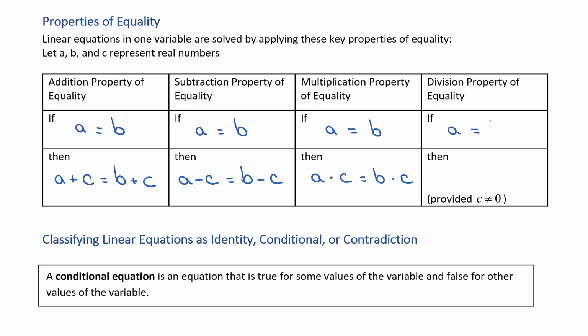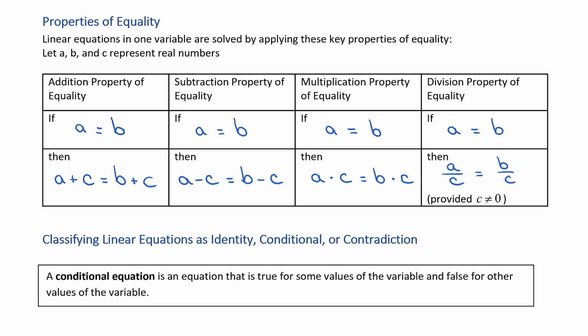And in the division property of equality, if a equals b, then a divided by c is going to be equal to b divided by c, provided that c is not equal to 0. I will be applying these 4 key properties of equality in the examples that I will be doing later on in this video.